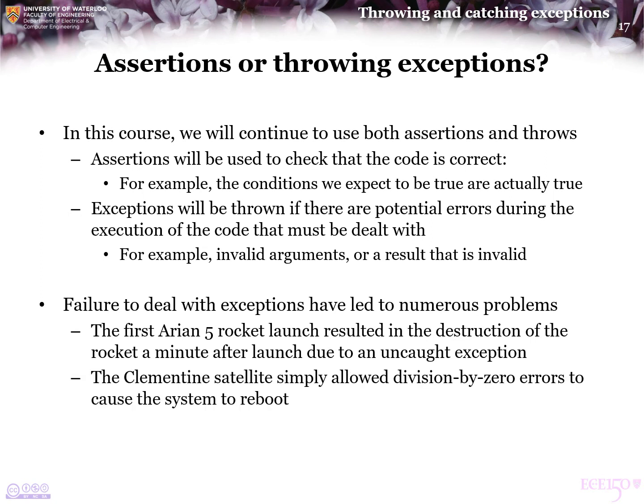The Clementine satellite simply allowed division by zeros to occur without catching those exceptions, and this caused the system to reboot every time such an error occurred. This was fine the first 1,000 times it happened, but one time this reboot happened at a critical moment when the satellite should have been responding to a thruster that was being fired.